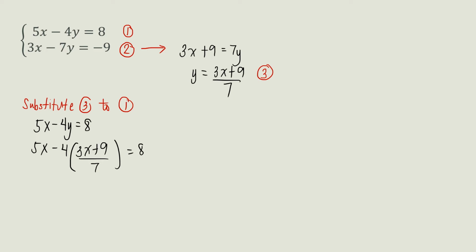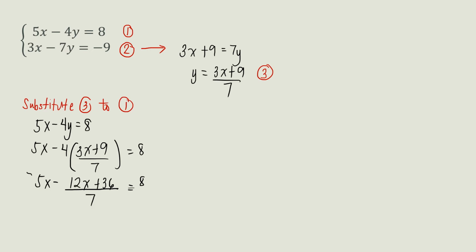Now we can distribute 4 inside the parentheses. So we will have, let's write the fraction, 4 times 3x, that is 12x, and then 4 times 9, that is 36, all over 7 is equal to 8. Now if I have fractions, usually I multiply by a number so that I can cancel out the fractions, since most of my students don't like having fractions and they usually make mistakes solving with fractions. But if not, you can just solve it continuously with the given fraction or cross multiply.